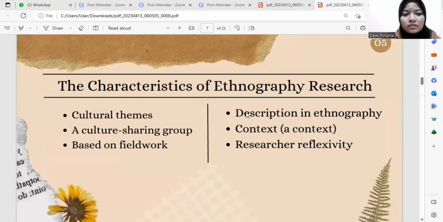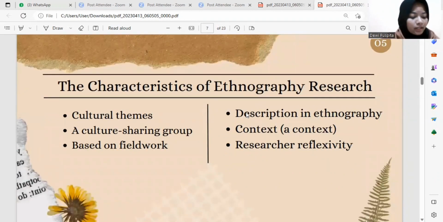There are cultural themes. Ethnographic research focuses on developing culture and implementing it by a particular ethnic group. And the next is a culture sharing group. The second characteristic implies that ethnographic research can be carried out on two or more people with the same attitude, language, and behavior. And the next is based on field work. Data in ethnographic research is taken utilizing ethnographers going directly to the field or research location.